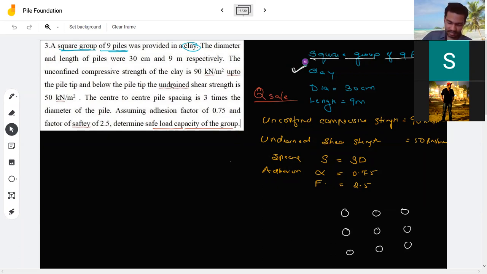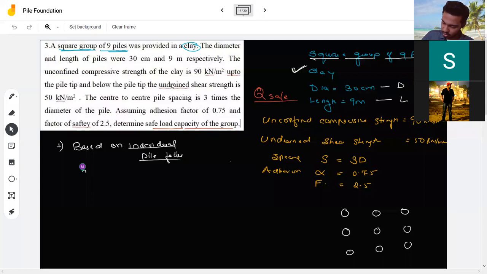So as it is in clay, I have two formulas for it. One is my group capacity based on individual pile failure, and second is based on my block failure. Okay. Diameter is given, which means D is given. Length is given, which is L is given. I will write the formula for individual pile failure because I remember the formula for it right now.